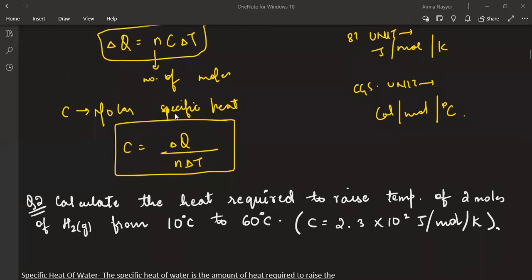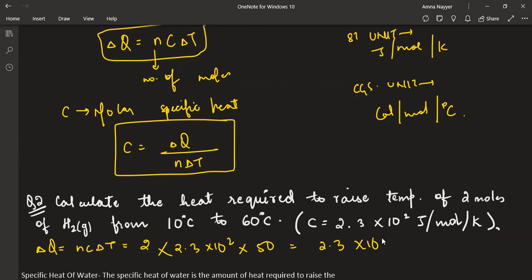Yes, Devangi, answer is right. 2.3 into 10 to the power 4 joules. See here, you will use the same formula. Delta Q is equal to NC delta T. N is given as 2 moles and C is given as 2.3 into 10 to the power 2, right? And the change in temperature is 60 minus 10, this is 50. So this is equal to 2.3 into 10 to the power 4 joules.